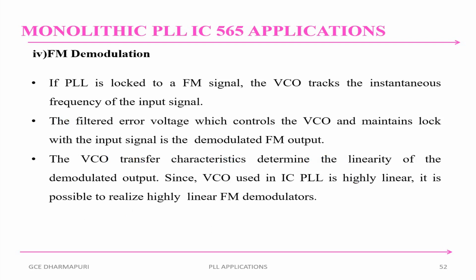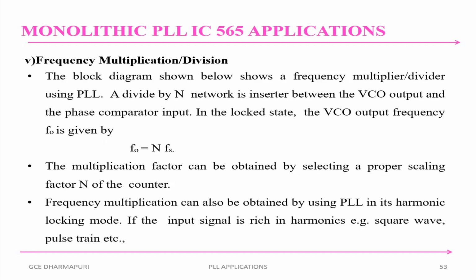FM demodulation. If the PLL is locked to an FM signal, the VCO tracks the instantaneous frequency of the input signal. The filter error voltage which controls the VCO and maintains lock with the input signal is the demodulated FM output. The VCO characteristics determine the linearity of the demodulated output. Since the VCO used in an IC PLL is highly linear, it is possible to realize highly linear FM demodulators.